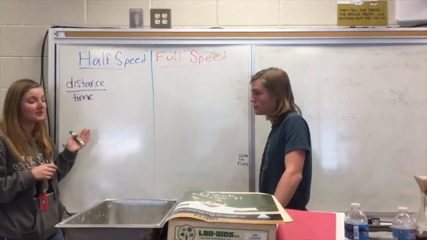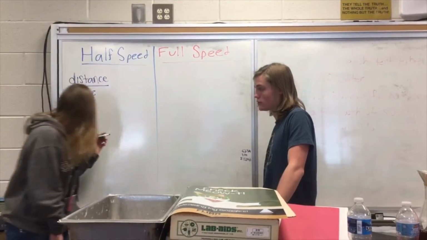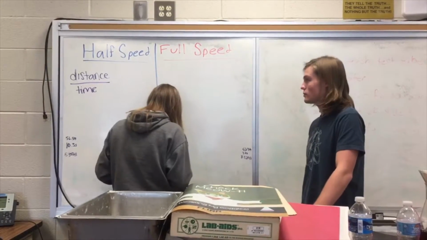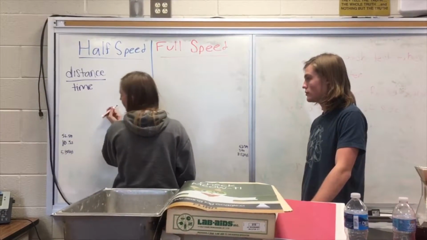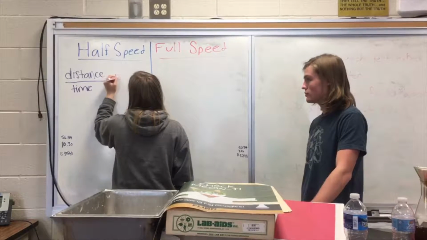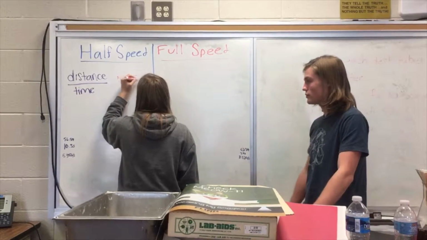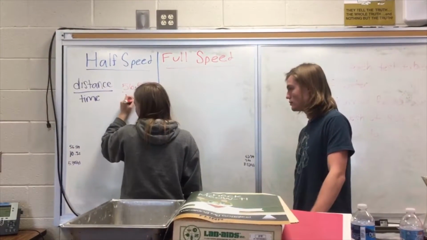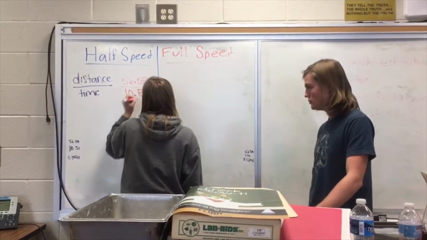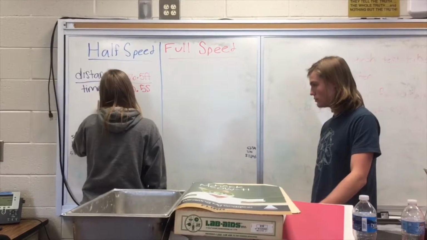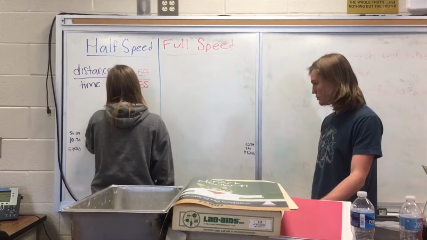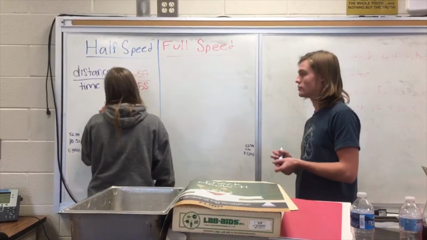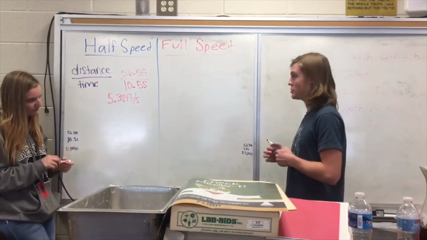Find the half speed of the rotation through distance over time. We calculated the distance to be 56.5 feet and the time to be 10.5 seconds, which is 5.38 feet per second. The formula for speed doesn't change.